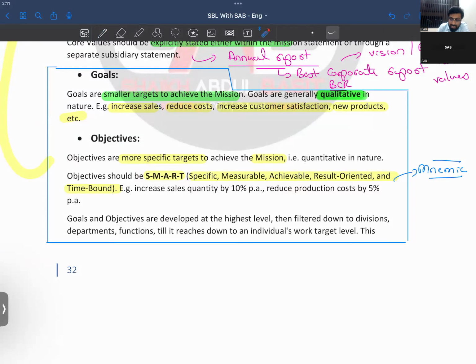So increasing sales is a goal, but increasing sales by 10% is an objective. Reducing cost is a goal. Reducing production cost by 5% per annum is an objective. So there's a very slight difference, that objectives are more specific, right? If I can give you a particular definition, objectives are more specific than goals. Goals are not that specific, but objectives are specific, right?